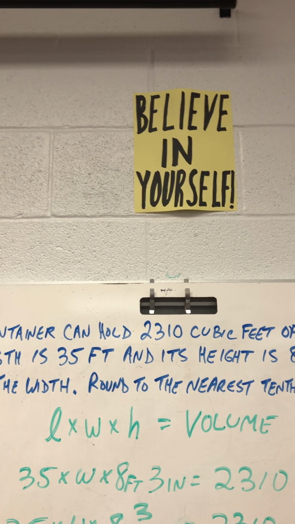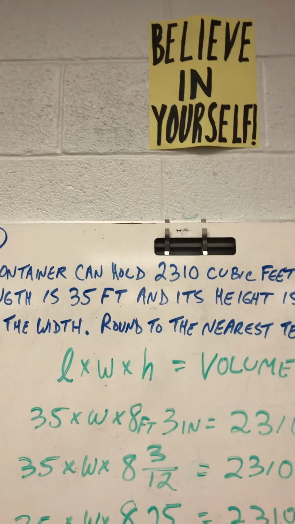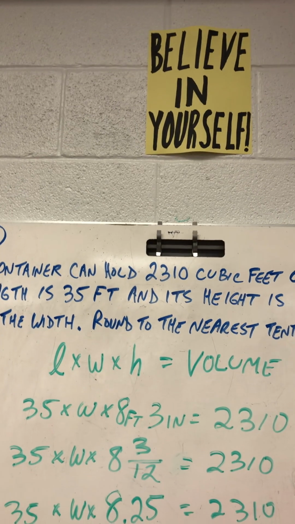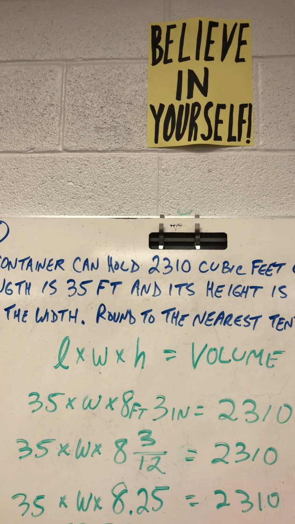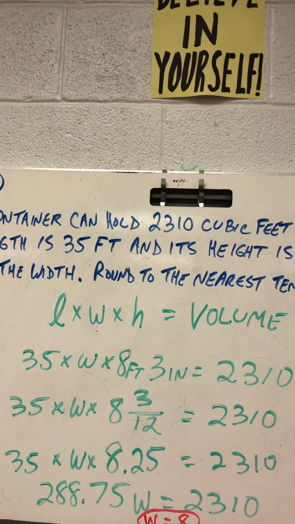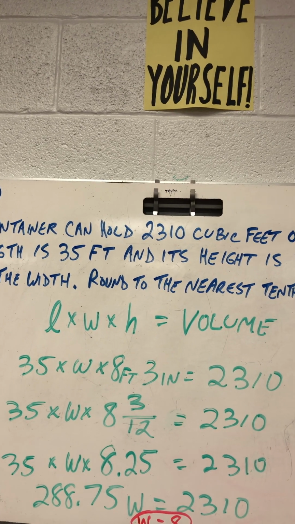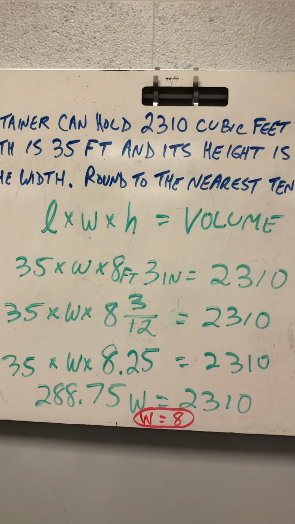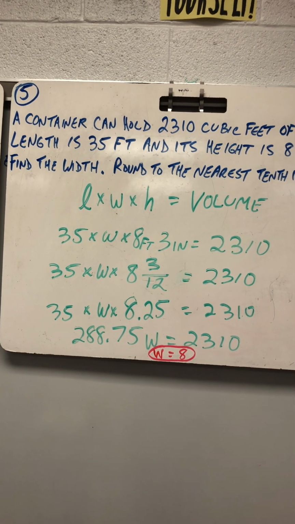Now, here's the problem. 3 inches is 3/12 of a foot, right? So you're going to have to do 3 divided by 12 on your calculator to get 0.25, so the height is 8.25, okay? And we're going to do 35 times 8.25 is 288.75 times W to equal 2310. So you do 2310 divided by 288.75, and you get 8. Okay, that's how you do this problem.